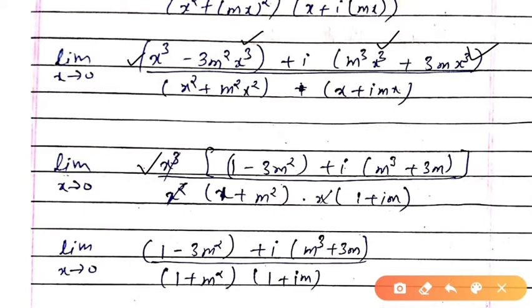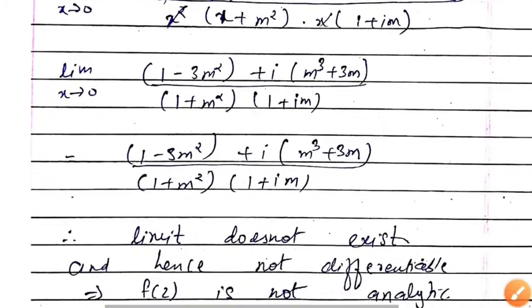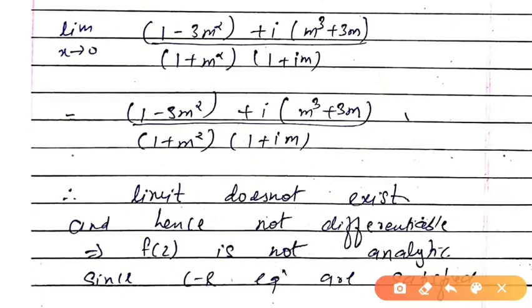Similarly, from the denominator side, from the first term I can take x square common, and from the second term I will take x common. So this will get cancelled easily, and you are just left with the term 1 minus 3m square plus i into m cube plus 3m upon 1 plus m square into 1 plus m.